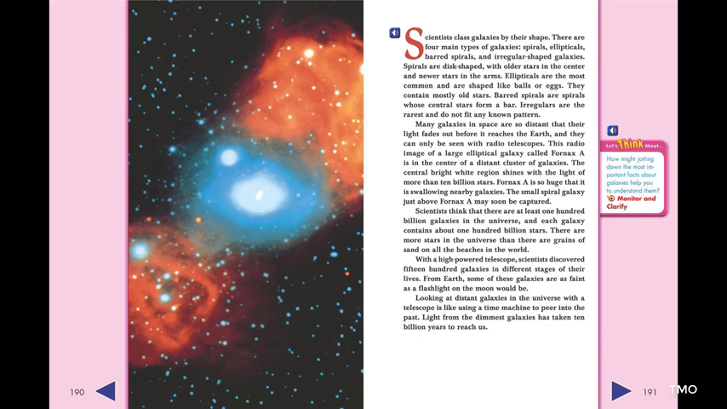Scientists think that there are at least 100 billion galaxies in the universe, and each galaxy contains about 100 billion stars. There are more stars in the universe than there are grains of sand on all the beaches in the world. With a high-powered telescope, scientists discovered 1,500 galaxies in different stages of their lives. From Earth, some of these galaxies are as faint as a flashlight on the moon would be. Looking at distant galaxies in the universe with a telescope is like using a time machine to peer into the past. Light from the dimmest galaxies has taken 10 billion years to reach us.